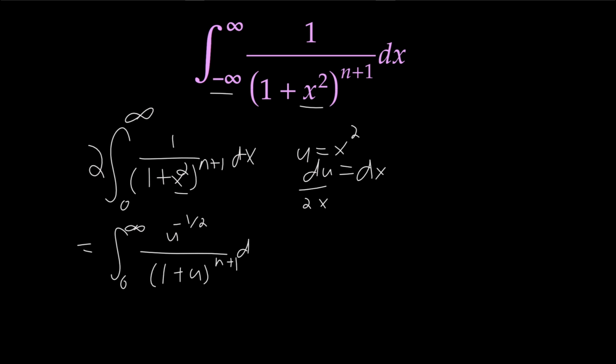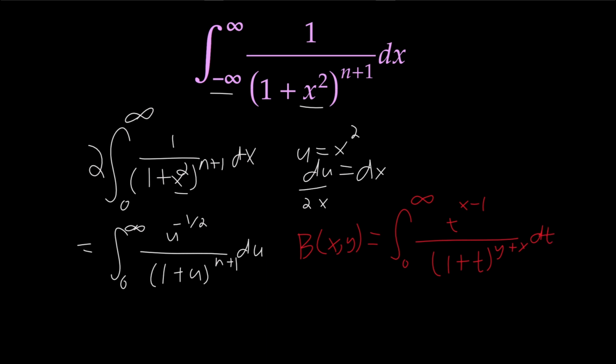The reason I'm writing it like that is simply because we can express the beta function like this. We can say beta of some x comma y is equal to the integral from 0 to infinity of t raised to the x minus 1 power over 1 plus t raised to the y plus x power dt. We can define the beta function like this. I'm not going to prove it in this video. You can just take Wikipedia's word for it.